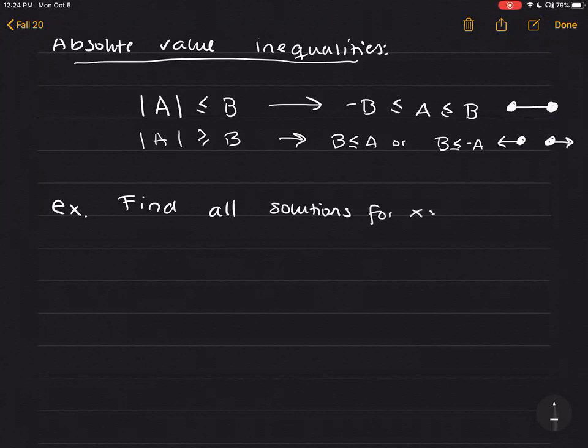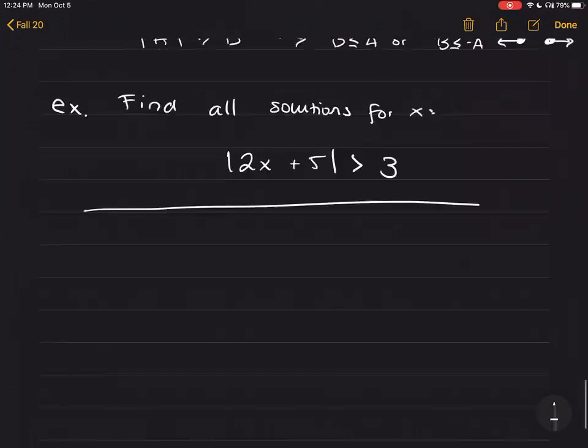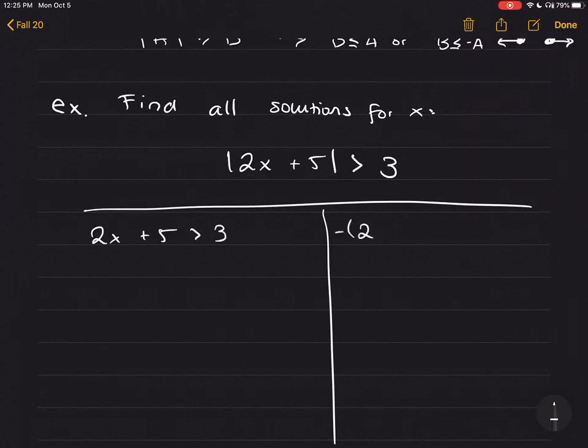So let's do the absolute value of 2x plus 5 greater than 3. When we're doing absolute value inequalities, just like solving absolute value equations, you first want to make sure that the absolute value is alone on its side of the inequality. In this case, we already have that, so that's good. So we'll look at the two cases. Case one, because absolute values are cases, is that we just have 2x plus 5 is greater than 3. And then the other one, of course, would be negative that.